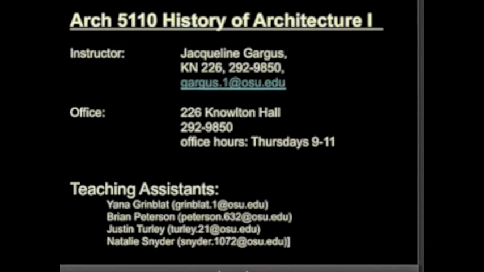These people will be leading recitation sections, and they will be doing grading, and they will be basically co-teaching in many ways.